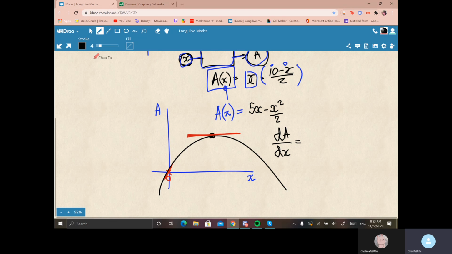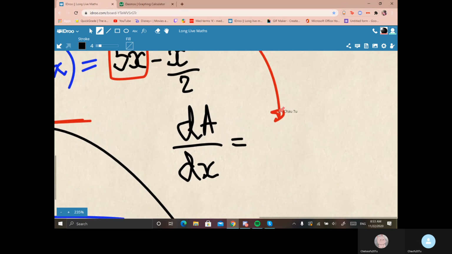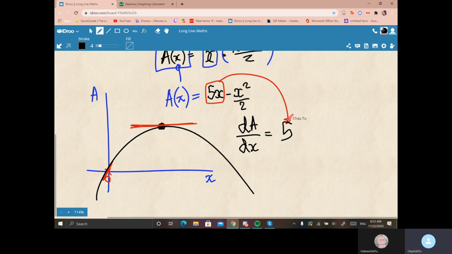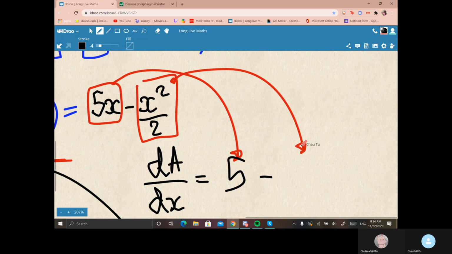So differentiate it. What do you get, Chelsea? If you differentiate this, what do you get? How do you differentiate 5x, Chelsea? Yeah, 5x is 5. And then how do you differentiate this? What's that?